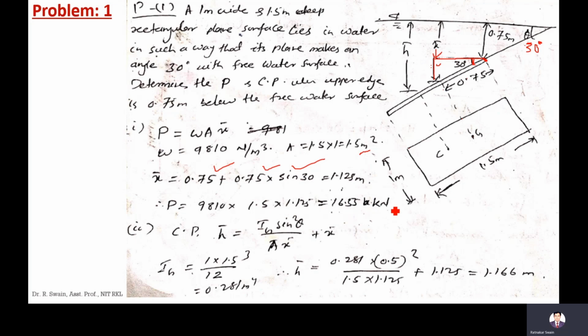Okay. So next is center of pressure. The formula is Ig sin square theta by A X bar plus X bar. So Ig means about CG of this rectangular surface, that is 1 into 1.5 cube divided by 12, that is BD cube by 12. Now H bar will be this Ig into sin square theta, means sin square 30, divided by area 1.5 into X bar. X bar we have already calculated, that is 1.125, plus 1.125, which will give you 1.166 meter.